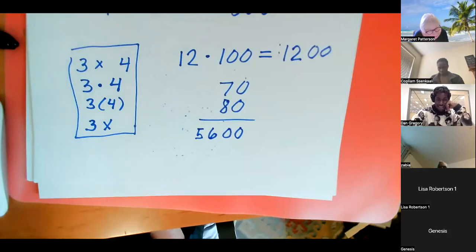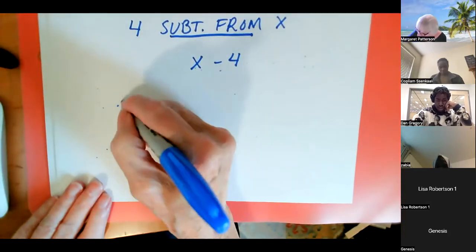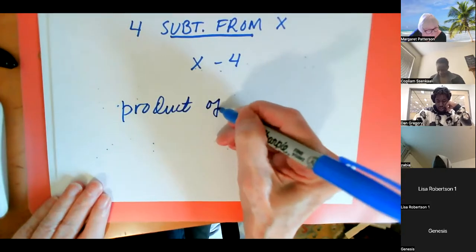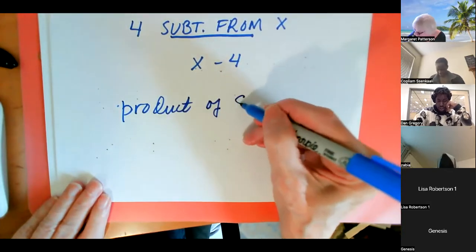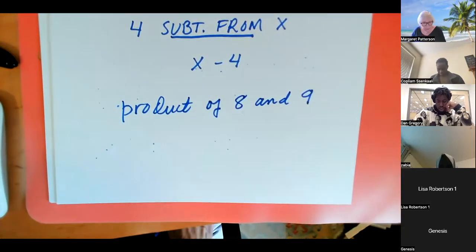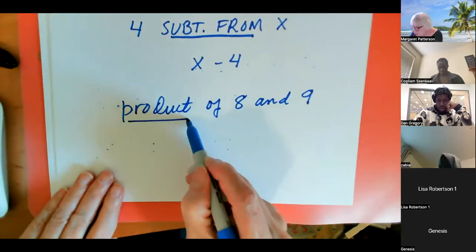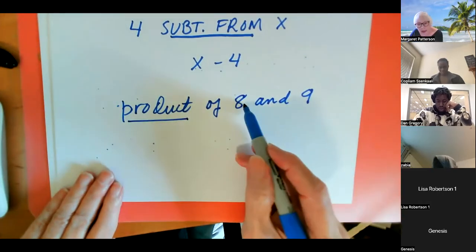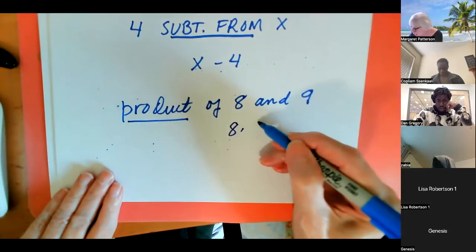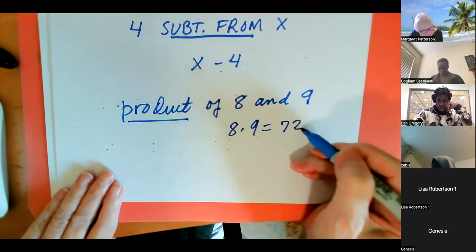Now, let's see if you were paying attention. Find the product of 8 and 9. 72. Correct. This means multiply. These are the two numbers they want you to multiply. So the answer, 8 times 9 is 72.